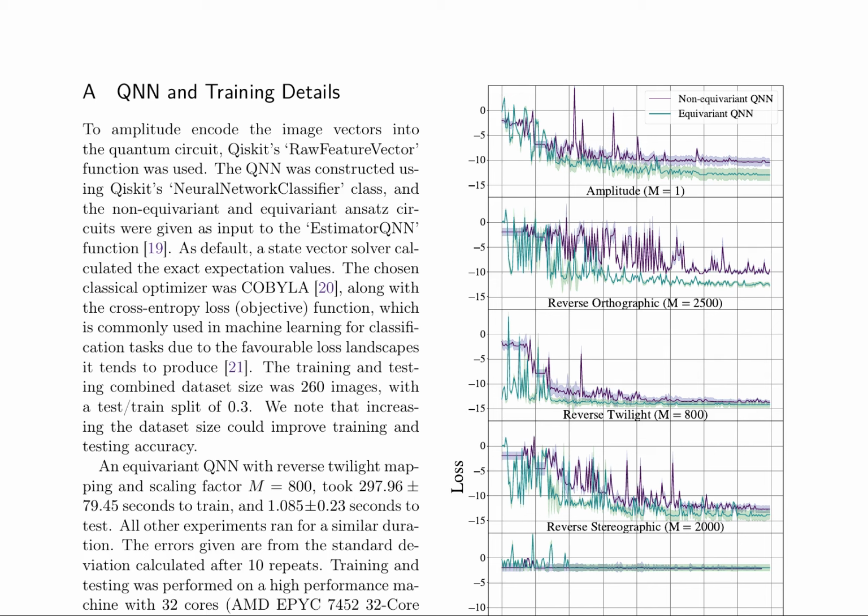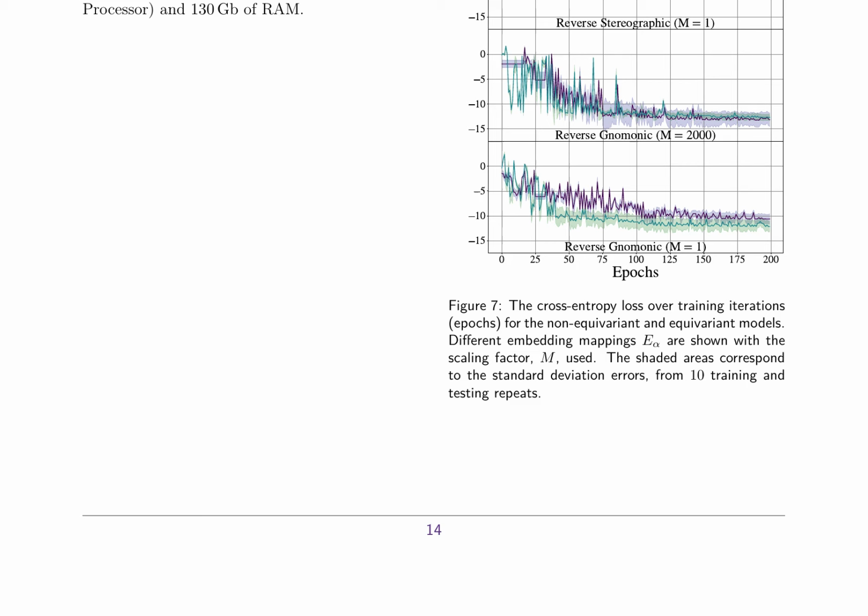The results demonstrate the effectiveness of the equivariant approach, particularly with the reverse twilight mapping, achieving better training and testing times. The paper also emphasizes the importance of dataset size, suggesting that increasing it could further improve the model's accuracy. The summary covers key aspects of the paper, including the methodology, results, and implications, providing a clear and concise overview for expert audiences.